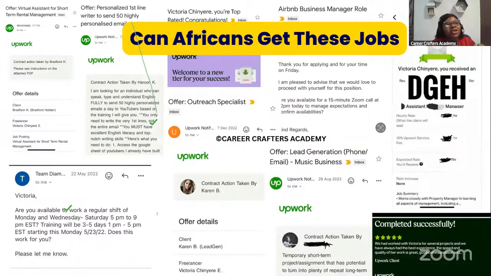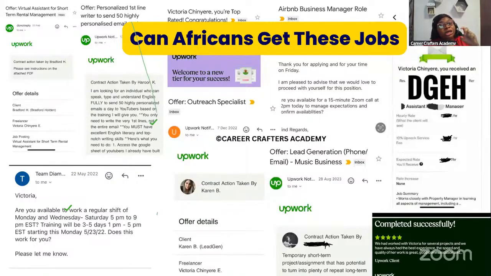A big question some of you ask me is, can Africans get these jobs? Is it possible to get a job where people will be paying you in dollars? Is it possible? My brothers and sisters, it is very possible. Now, on my screen, you would see different offers from different companies. It's actually my offers. Like these are jobs I got.